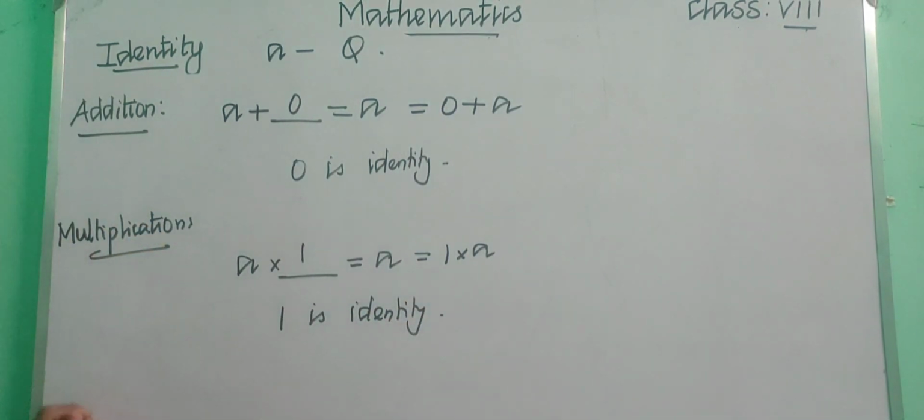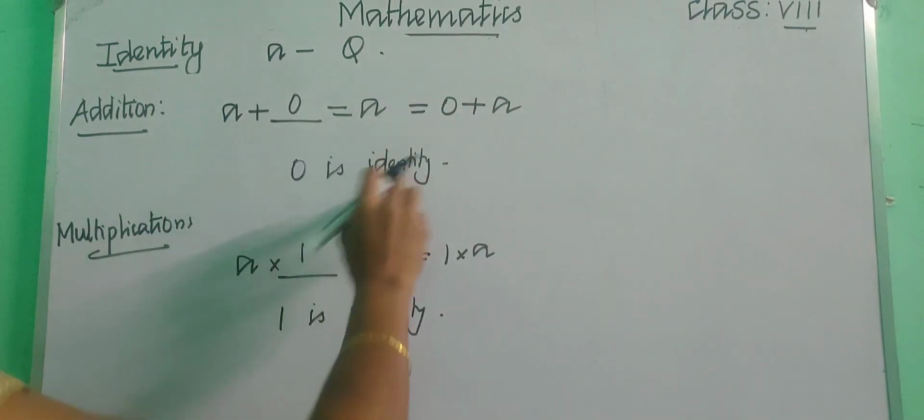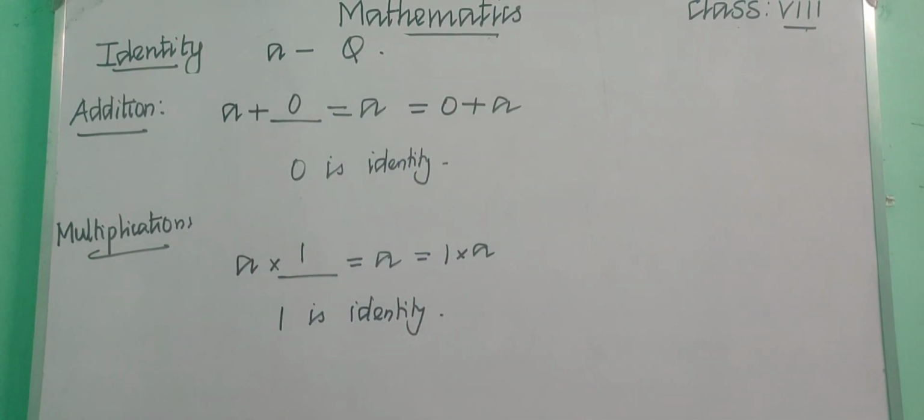Can you all understand children? So what is the additive identity? If you are adding something to a rational number to get the same rational number, we will call that identity the additive identity, okay children. So what is the additive identity? 0 is the additive identity, okay children. Multiplication, what is the identity? 1 is the multiplicative identity.